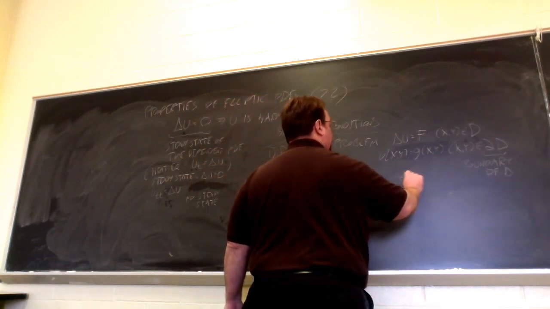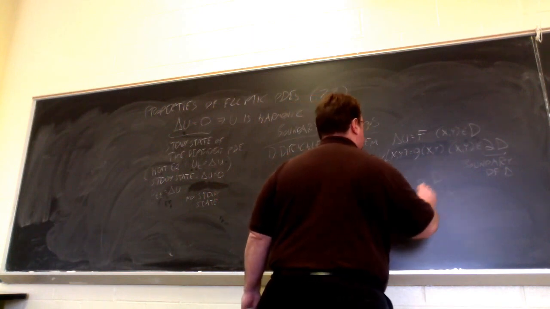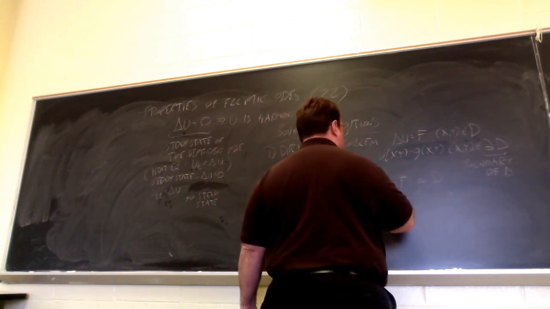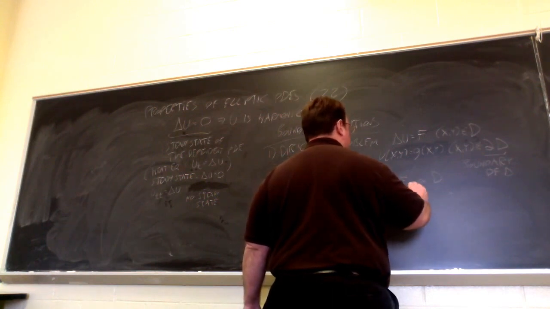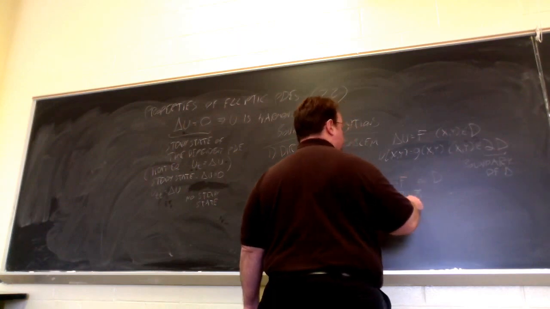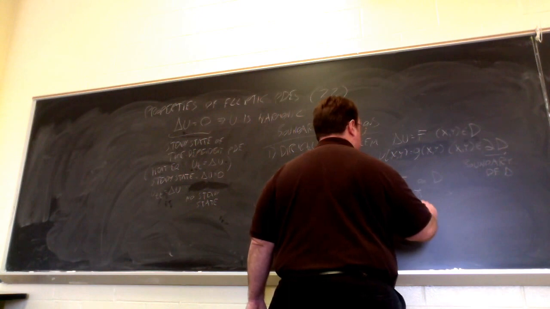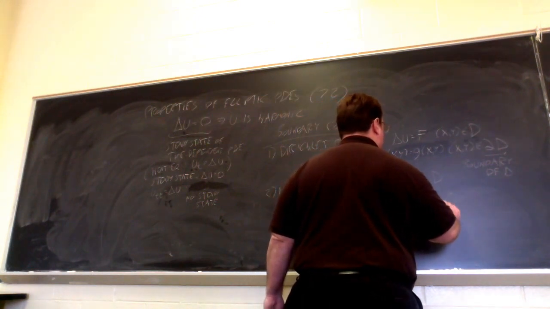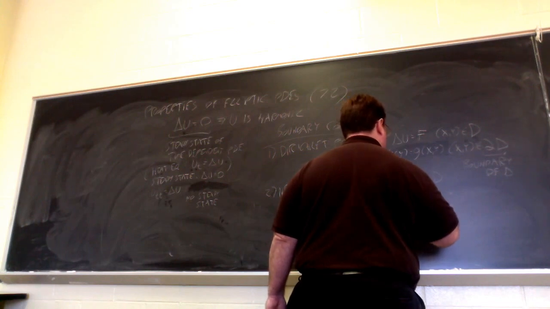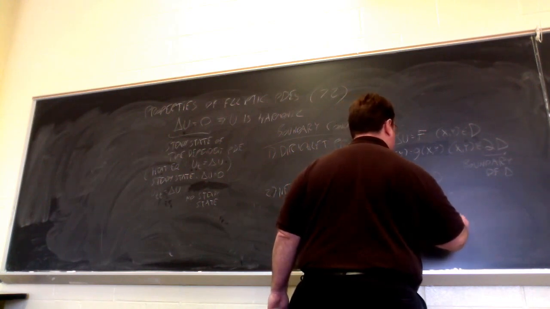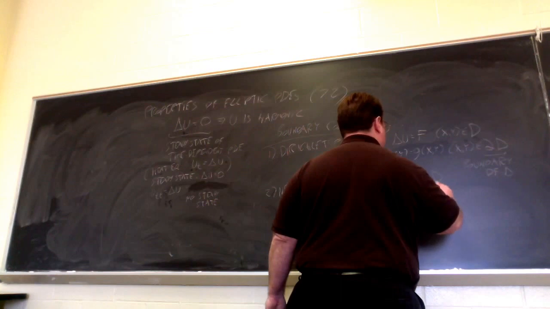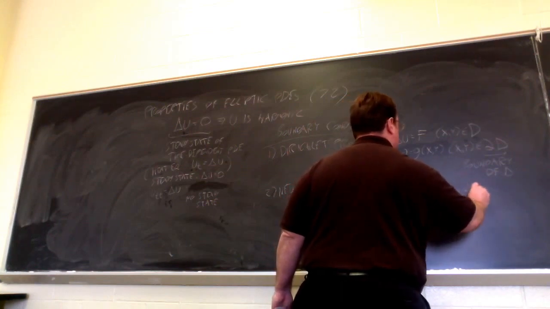So Poisson's equation on D, and then we have the normal derivative of u, which is the gradient of u dot product with a normal vector n. So this is the unit outward normal vector, and it is equal to some function g.